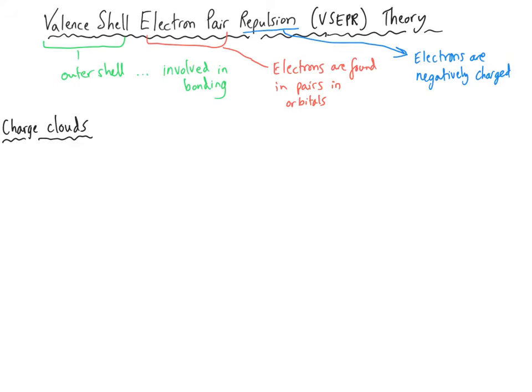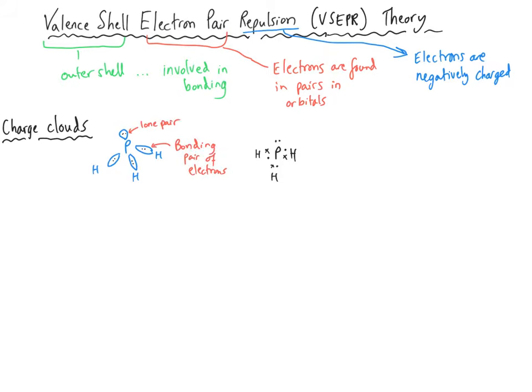Now, bonding pairs and lone pairs of electrons both exist as charge clouds, and so the charge cloud is an area where you have a large chance of finding an electron, because electrons don't stay still, they're moving around all over the place, inside their orbital or inside their region where they're located in a bond.